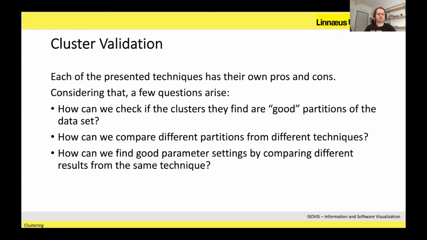So a few questions arise. How can we check if they're good partitions? How can we compare? And how can we find good parameter settings? This is also an important part. How can we find good parameter settings by comparing different results? Because for example, let's say I have no idea how to set the epsilon. I have no idea how to set the minimum points parameter. Then maybe you can run it like 20 times and you have 20 results. And then the next question is, how do I find which of these 20 results were best? With k-means, you can use just their internal metrics, but not with DBSCAN, for example.